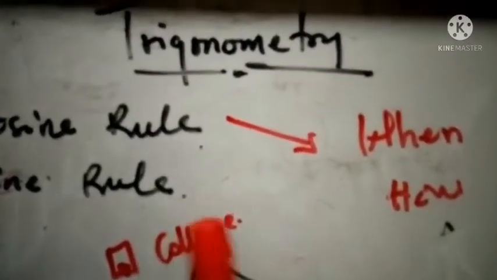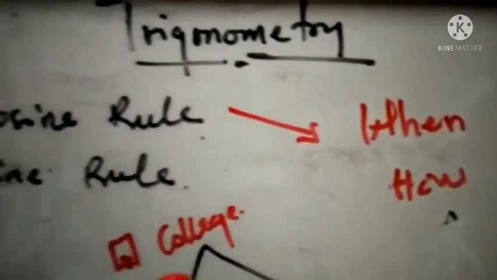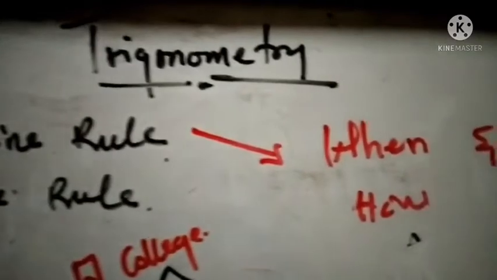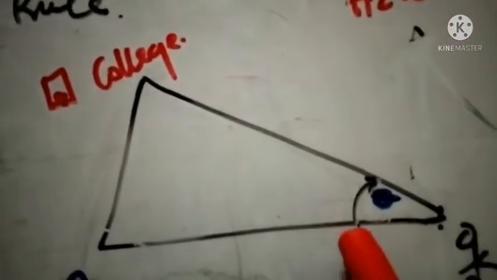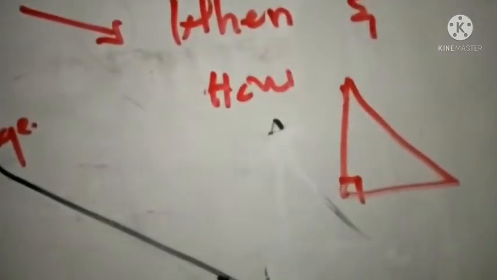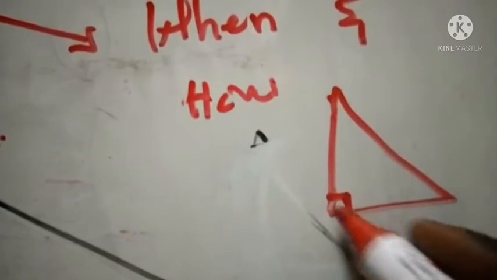Unlike the Pythagoras theorem, the importance of the cosine rule and the sine rule is that we use them when the triangle we are dealing with is not a right angle triangle. What I mean by that is, if no side of the triangle is 90 degrees, you cannot use the Pythagoras theorem. The Pythagoras theorem says that one angle of the triangle has to be 90 degrees.